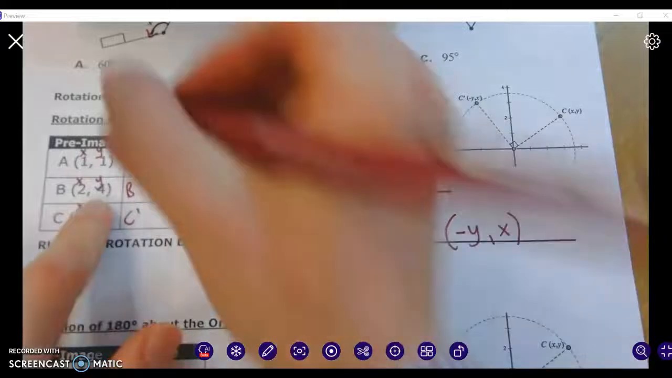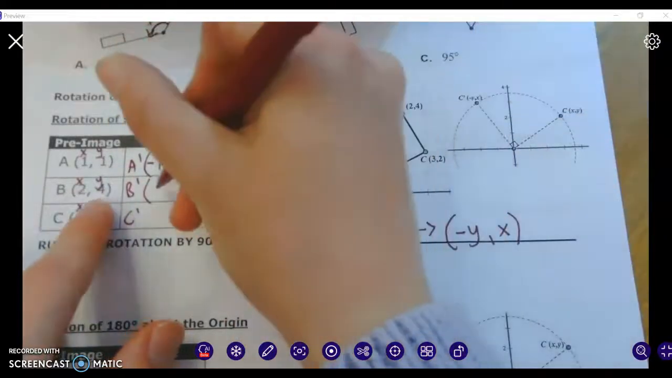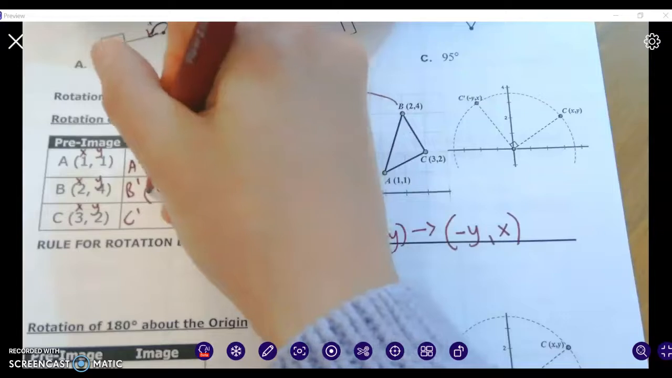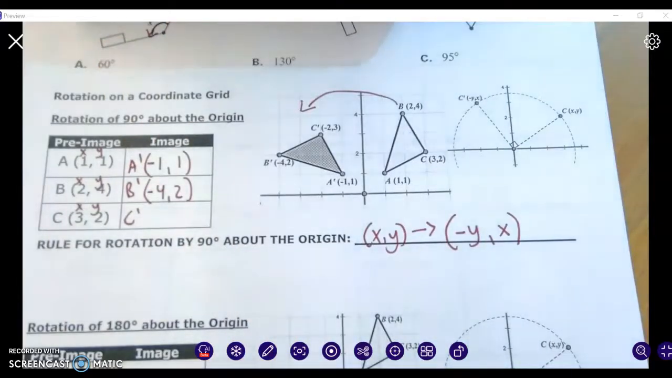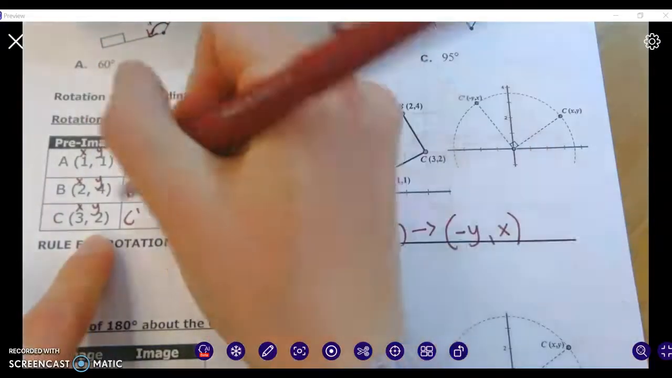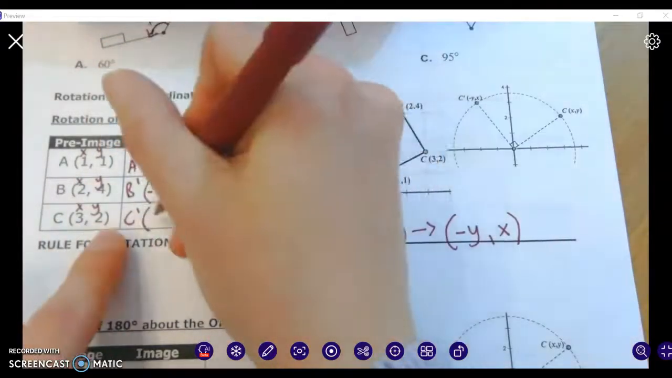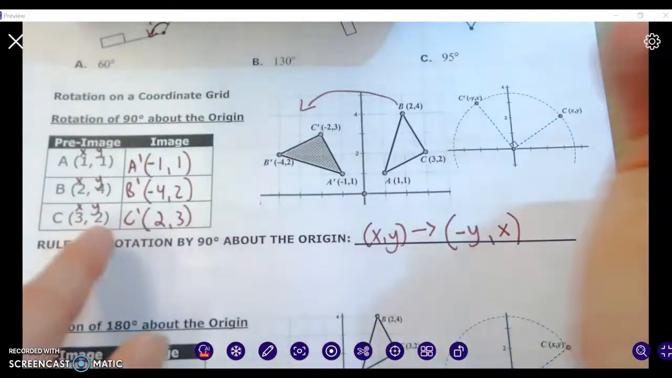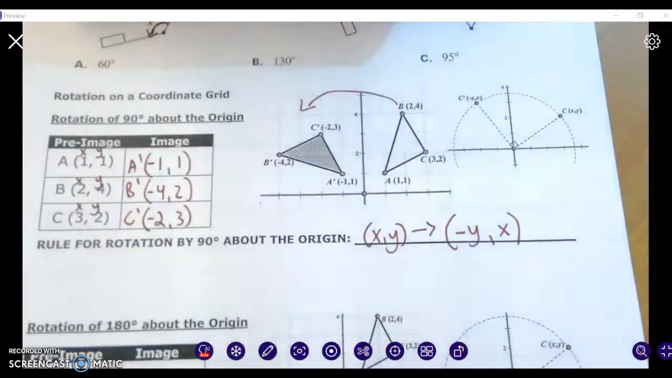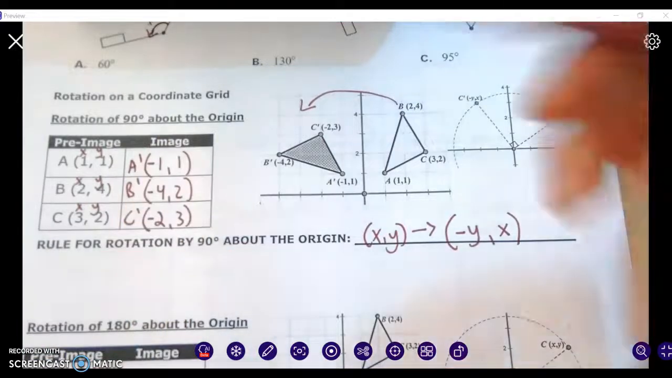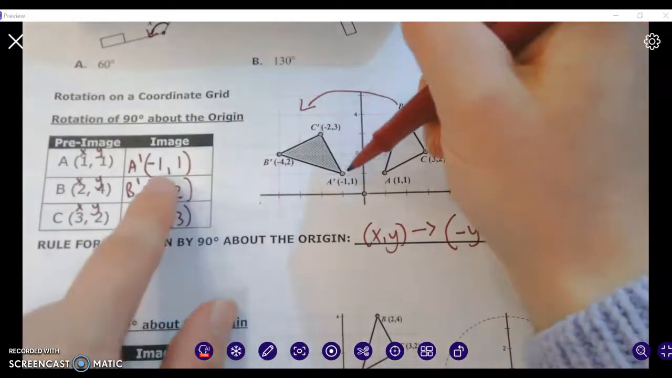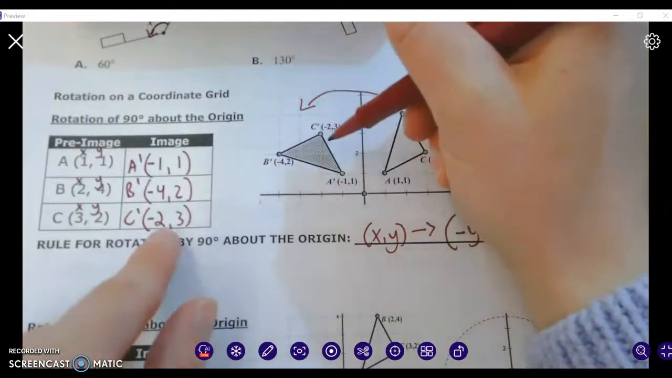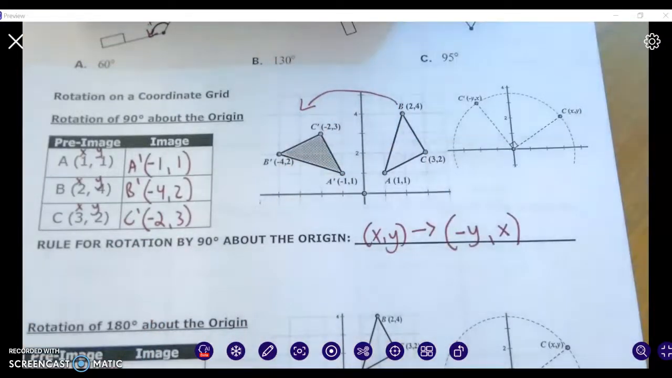Okay, for B, we're going to flip the spots of 4 and 2, and the y value will become negative. And then for C, we're going to flip the spots of 3, 2, and then the y value will become negative. Then that is the coordinates of the second figure. You can see it matches up here. A is negative 1, 1, B is negative 4, 2, and C is at negative 2, 3.